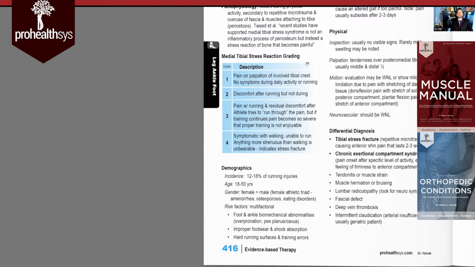So pain on palpation of the involved tibial crest, no symptoms during activity or running, okay? Discomfort after running, but not during, is going to be a grade 2. Grade 3, pain with running and residual pain occurring there as well. It becomes so severe that the person is not enjoying their training routine. Then you can get into symptomatic with walking as it gets more substantial. And by the time people get to here, they are wanting to take breaks. They are likely seeking medical help at this time.